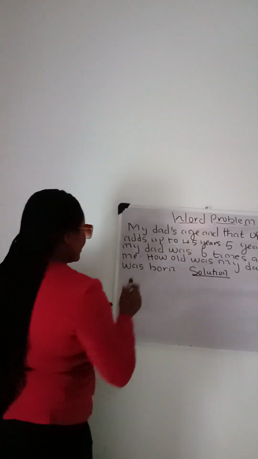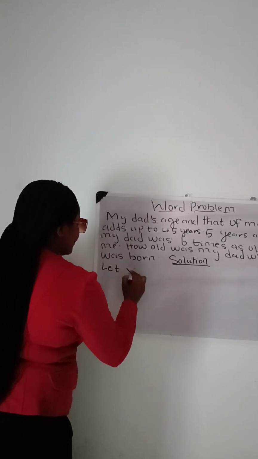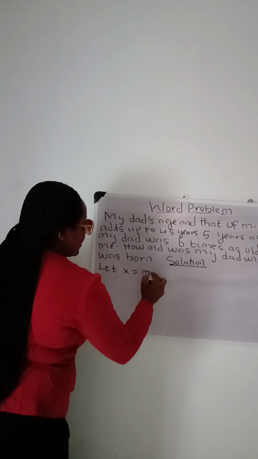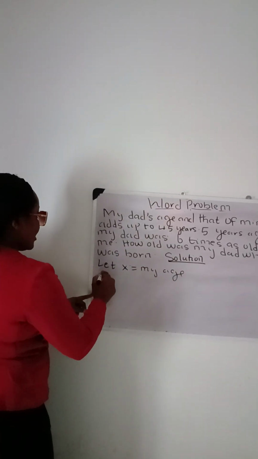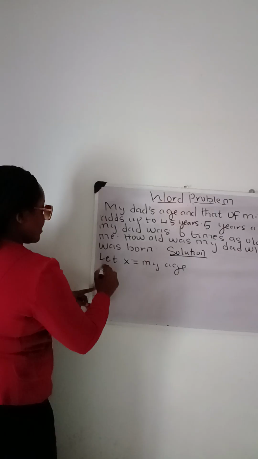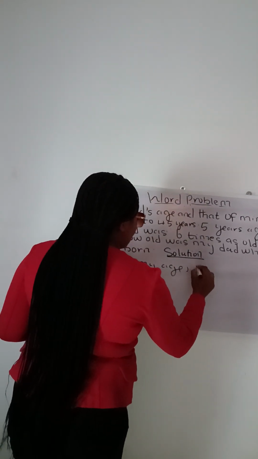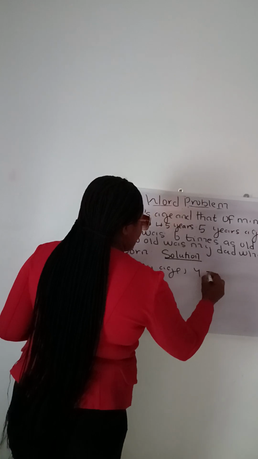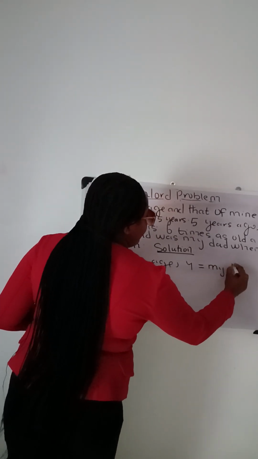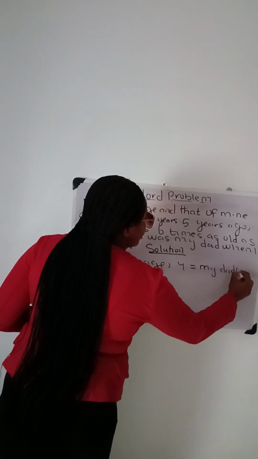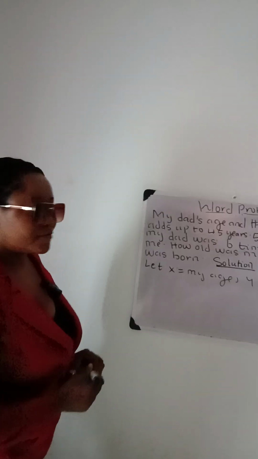What I mean is this. Let X be equal to my age, that is my unknown age, and Y equal to my dad's age. So we don't know them, we will look for them.